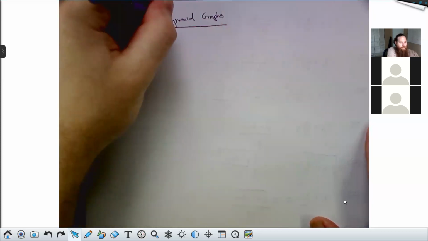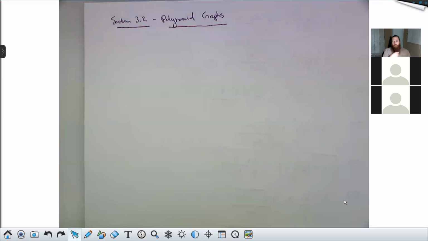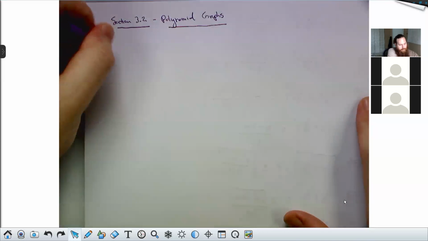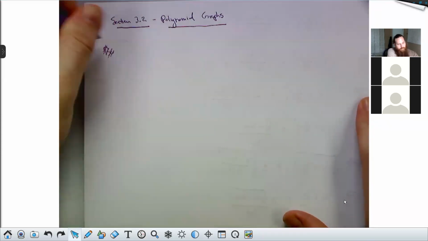So section 3.2, we're talking about graphs of polynomials. There are a bunch of theorems here. There are a bunch of rules, and your factoring skills need to be strong. I'm going to begin by discussing a few basic functions. I guess first the definition.